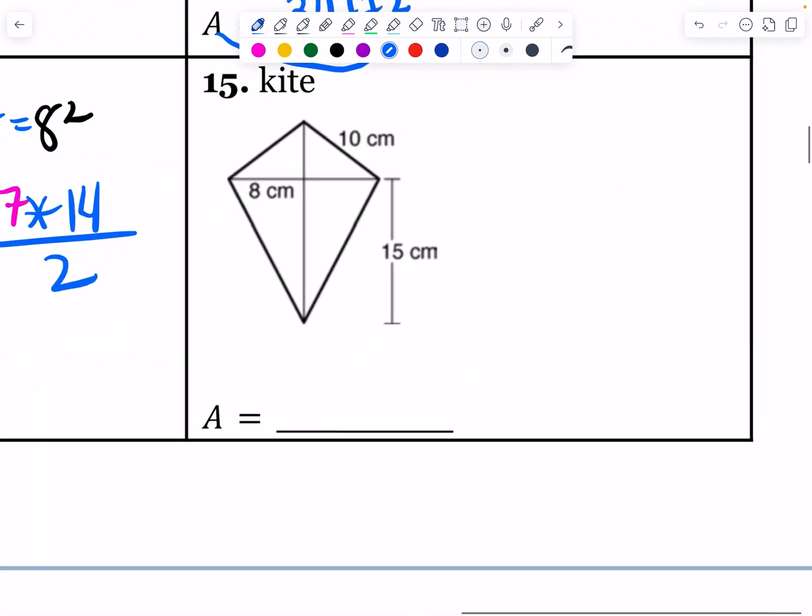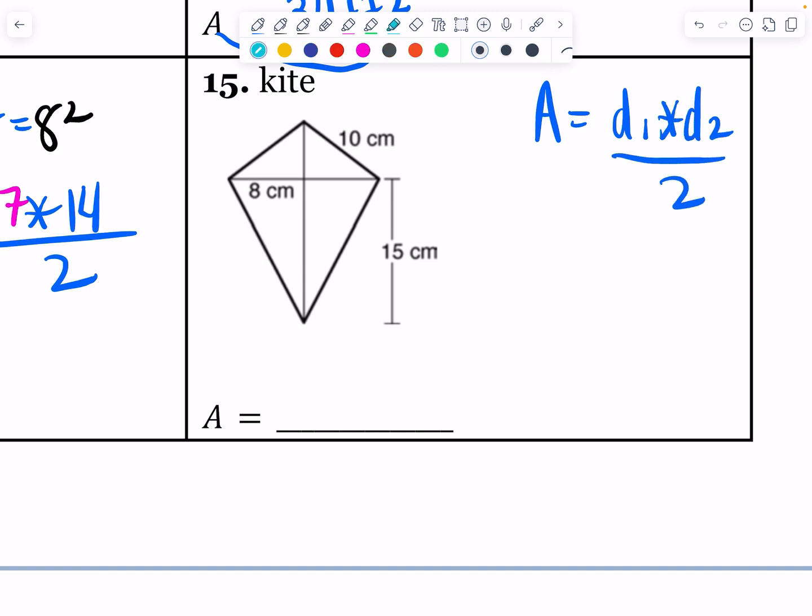All right, last but not least, a kite. Remember, a kite is still D1 times D2. So let's find our D1. Our D1 is going to be an 8 and an 8. So what would I put on that flag? 8 plus 8 is 16.